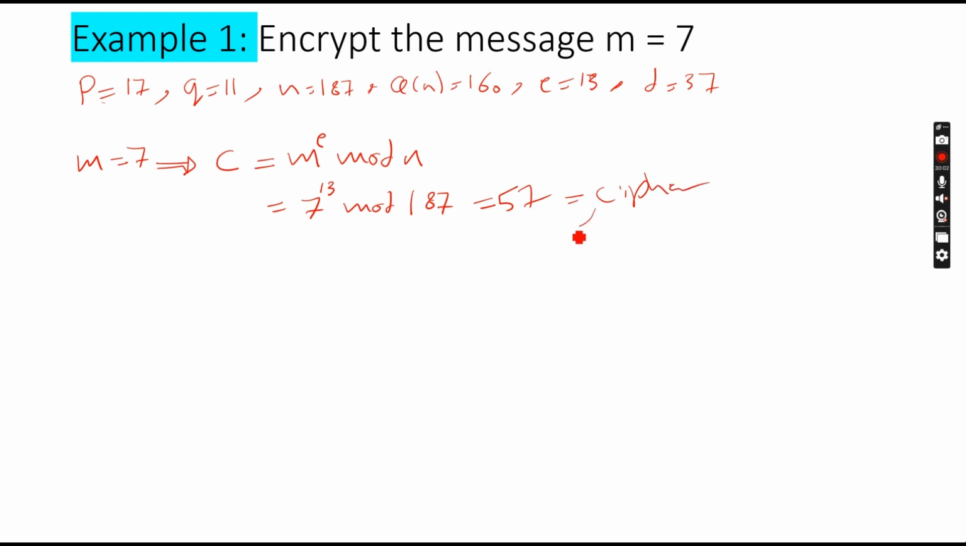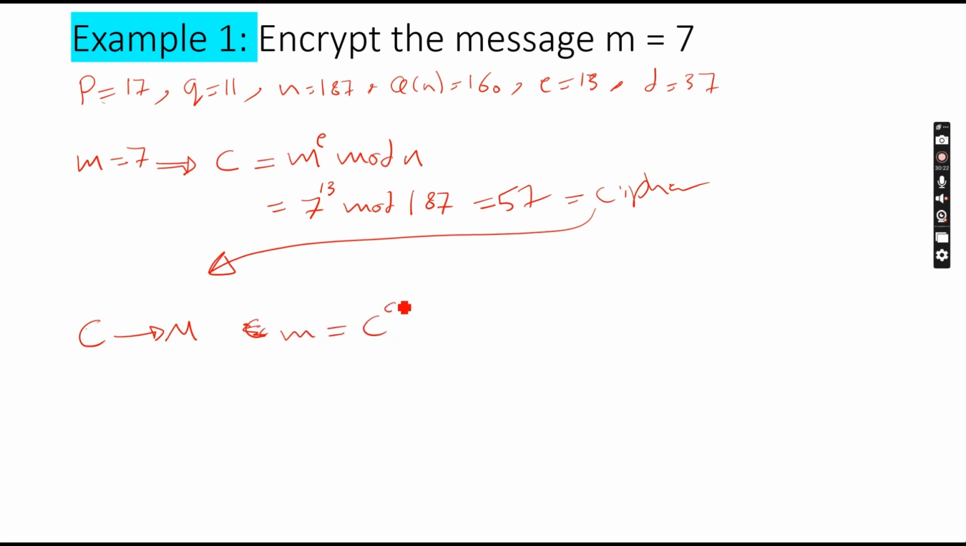Now I send it within the lines, even if it's a wire or wireless. So I send it to the receiver. Now the receiver wants to read the message. So before reading the message, I said decrypt. So decrypt means going from cipher to message.